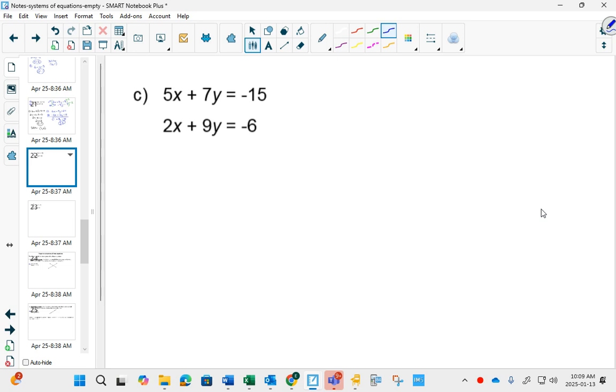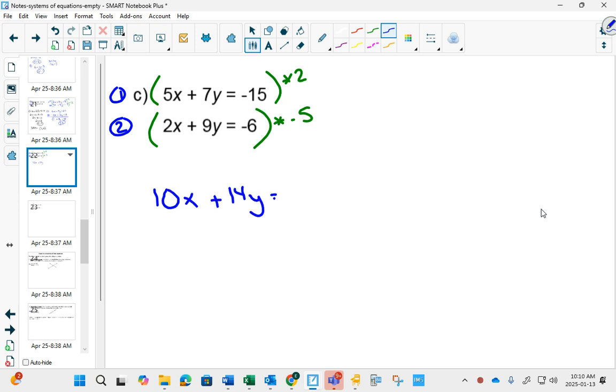Again, I'm going to label this my equation 1, this my equation 2. And I'm going to start by choosing to eliminate the x's. Usually when you're deciding what to eliminate, you like to look at numbers that are smaller, because when you multiply, your numbers will be smaller. I looked at my y's and saw 7y and 9y. So I thought, multiplying the x's is going to be a little bit smaller. I'm going to multiply equation 1 by 2 and equation 2 by -5, so I get the numbers in front. I'm going to have 10x plus 14y equals -30. That's multiplying that by 2.